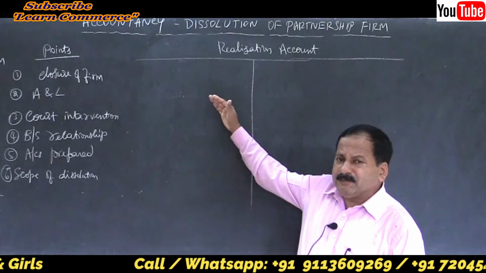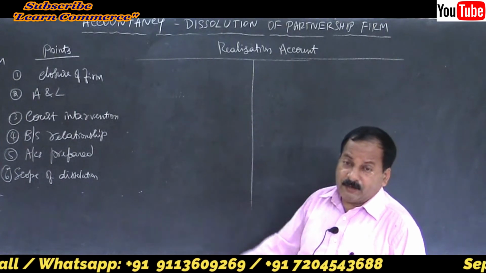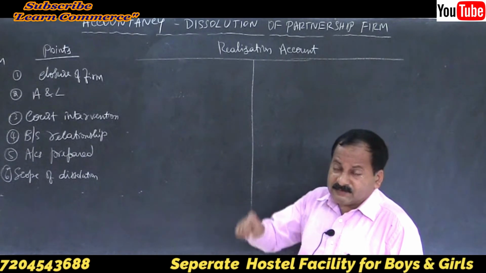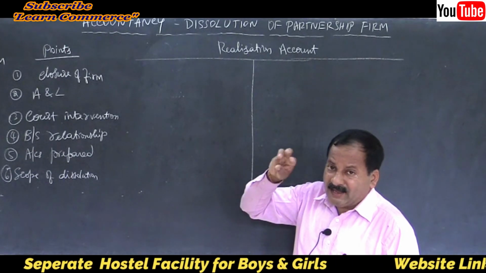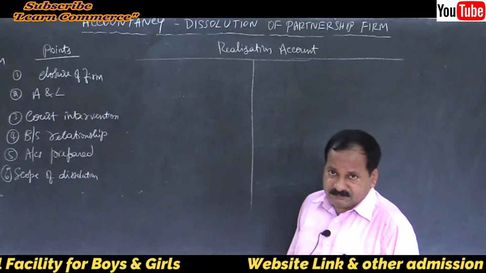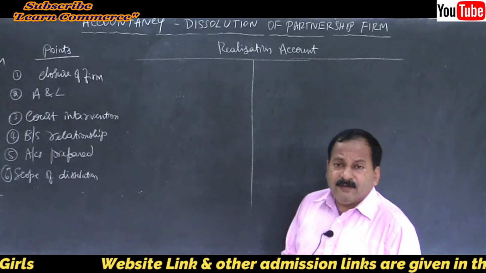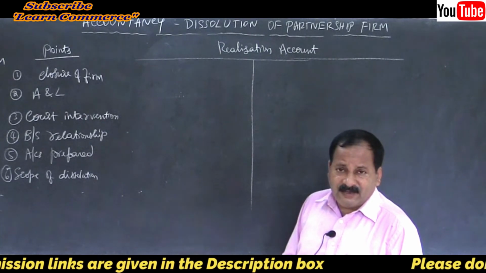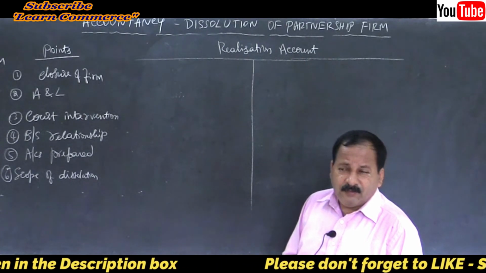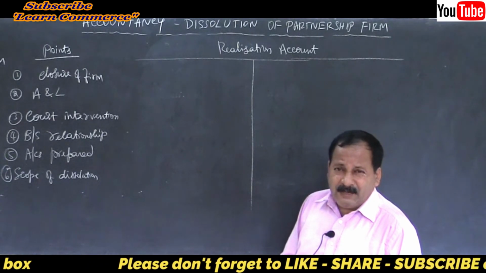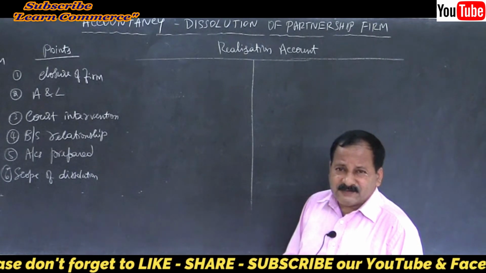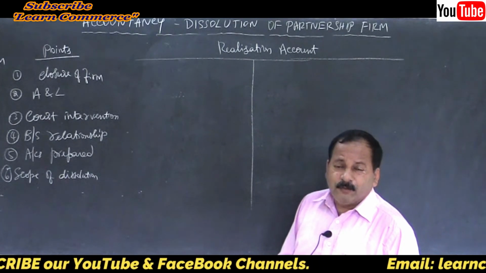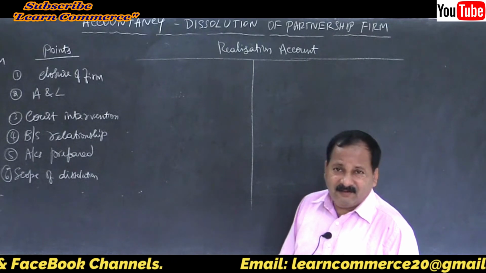Almost 40 to 50% marks will be awarded to realization account, because this is the most important account in case of dissolution. In case of admission and retirement, revaluation account will have only 3 marks. Capital account will have maybe 4 or 5 marks, like that. Balance sheet again 4 or 5 marks. In that way they will distribute. Mostly 3 plus 5 plus 4, like that. In case of 4 plus 5, 9 plus 3, 12, like that.